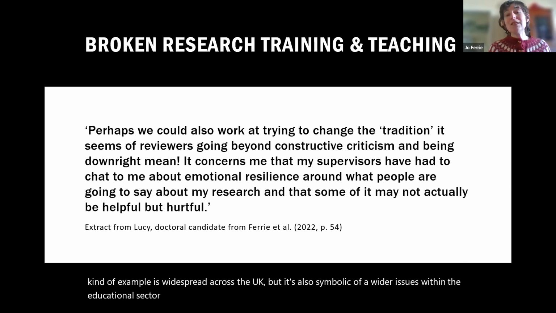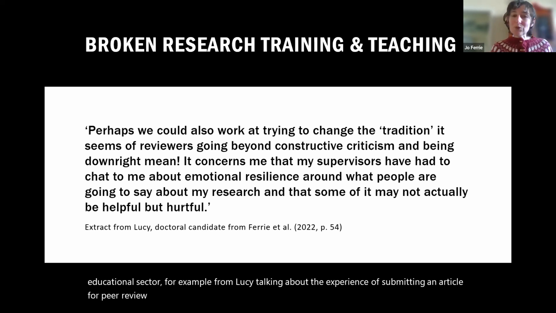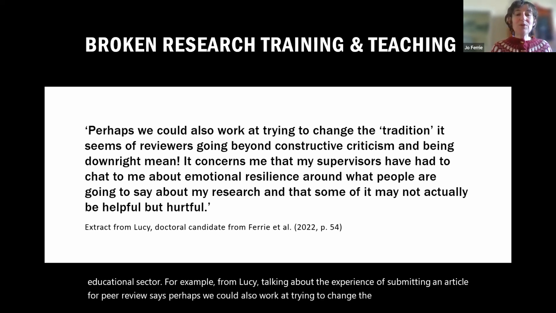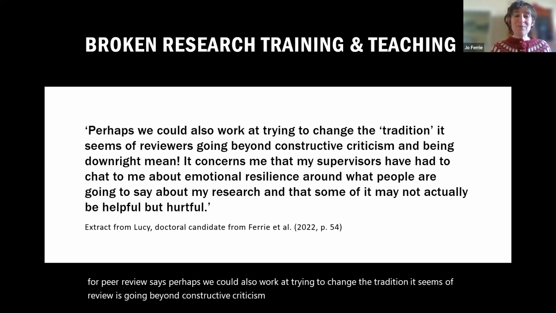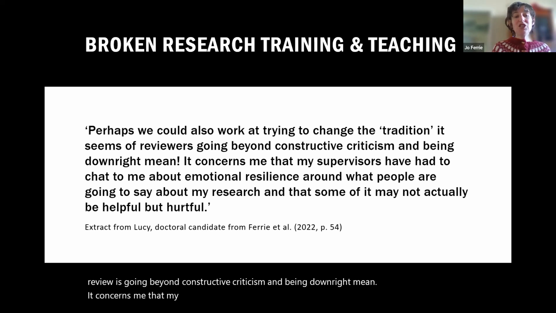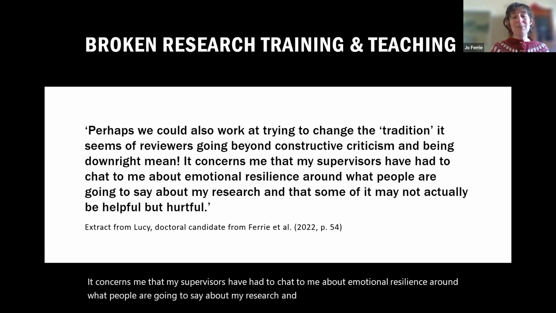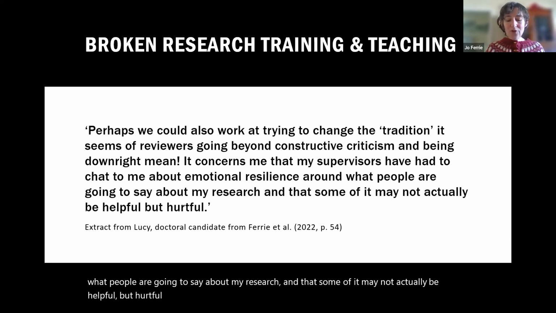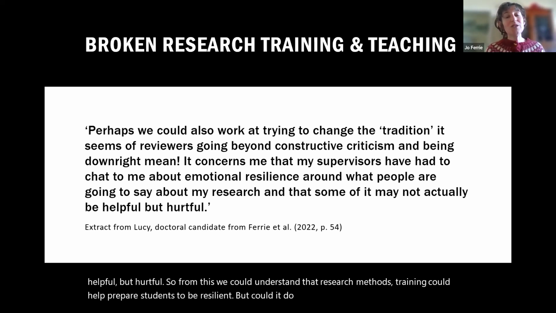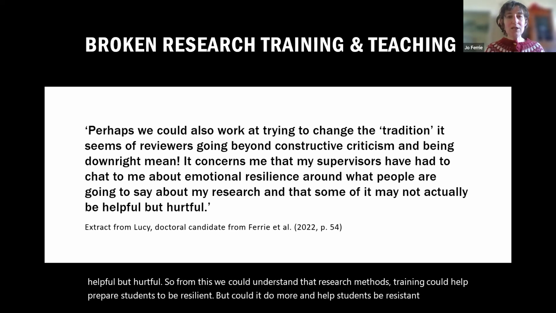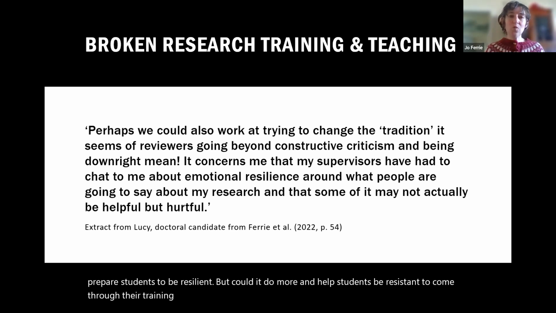For example, Lucy, talking about the experience of submitting an article for peer review, says, "Perhaps we could also work at trying to change the tradition, it seems, of reviewers going beyond constructive criticism and being downright mean. It concerns me that my supervisors have had to chat to me about emotional resilience around what people are going to say about my research, and that some of it may not actually be helpful, but hurtful." So from this, we could understand that research methods training could help prepare students to be resilient, but could it do more and help students be resistant, to come through their training challenging these wider educational structures that are so damaging?